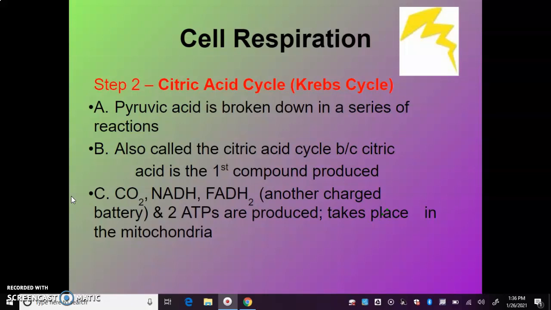You actually have to go through the Krebs cycle or citric acid cycle twice because each pyruvic acid goes through it. Remember, at the end of glycolysis, you have 2 pyruvic acids produced. So 1 pyruvic acid is going to start to go through the cycle and be broken down, and then you'll see the other one go through. So it actually goes around twice. There are 2 turns, and that's why there are 2 ATPs produced, 1 per turn.